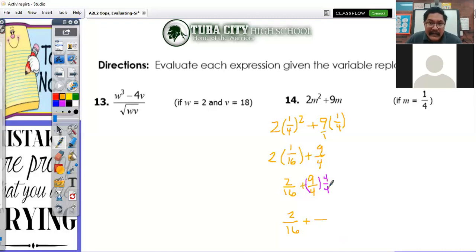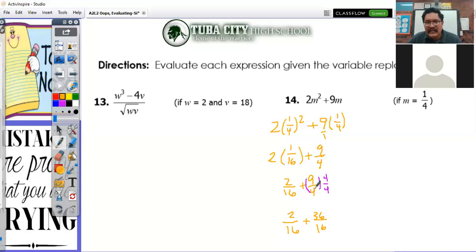4/4, any number divided by itself is equal to 1. So I'm using two number properties to get this problem. If I multiply 9 times 4, that would be 36. And 4 times 4 is 16. Now, if you have a calculator handy, type in 9 divided by 4.